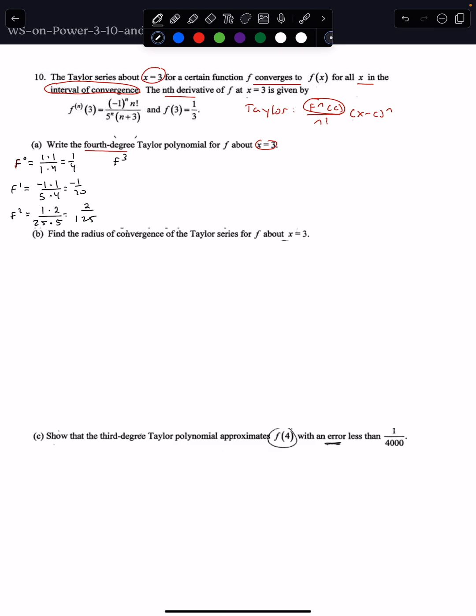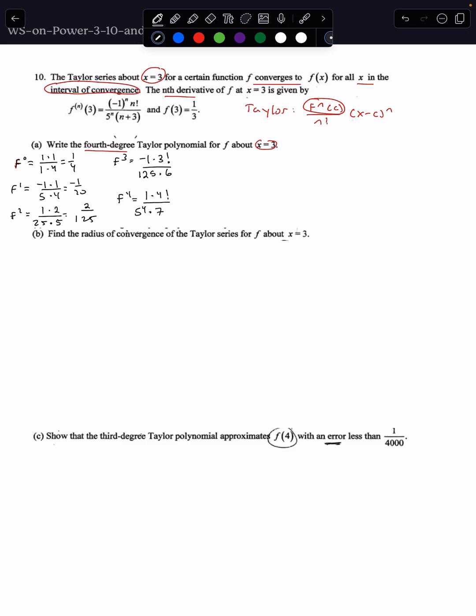Getting the value of the third derivative, I'm not really going to simplify too much. When I plug this in, we're going to get negative 1 times 3 factorial over 5 to the third, which is 125, times 6. We're still not done because we still need the value of the fourth derivative. Same thing, we're going to plug it in. That's going to give us 1 times 4 factorial over 5 to the fourth, times 7.